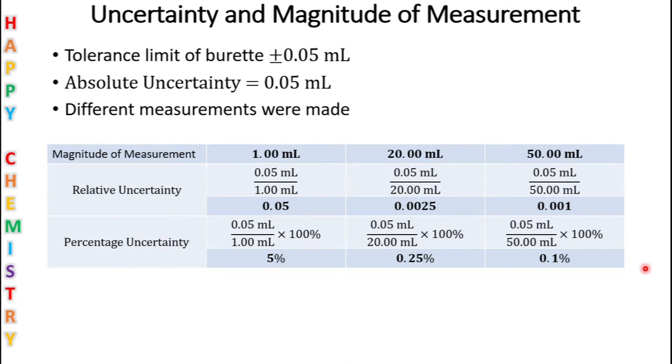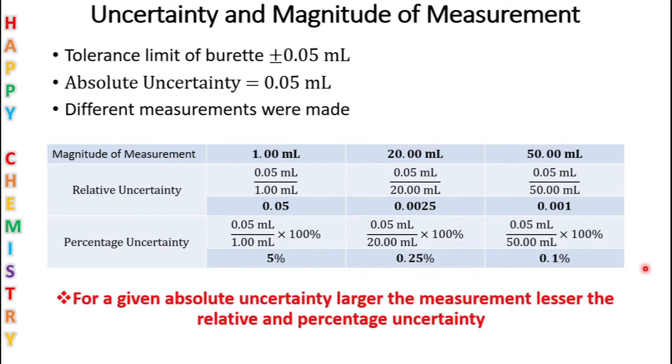There is a clear trend. For a given absolute uncertainty, the larger the measurement, the lesser the relative and percentage uncertainty. That means, when selecting the equipment for a measurement, consider the absolute uncertainty and the magnitude of the measurement you are going to make and choose accordingly.